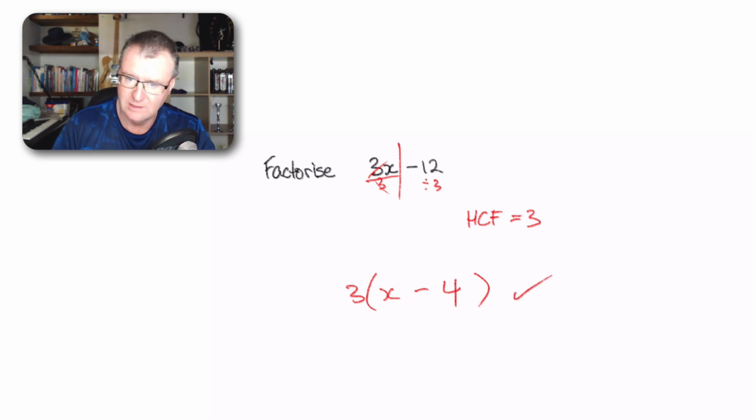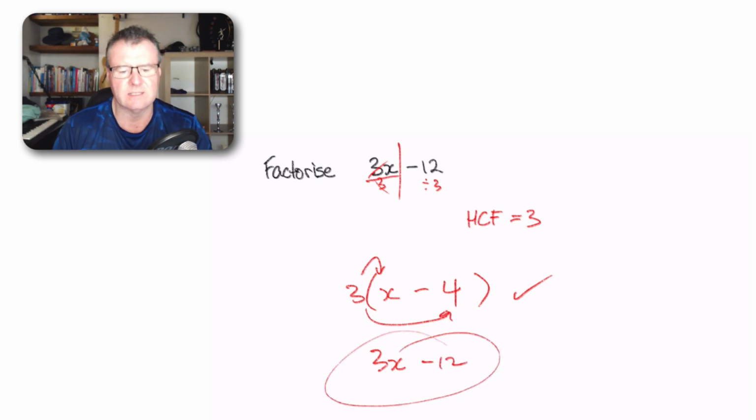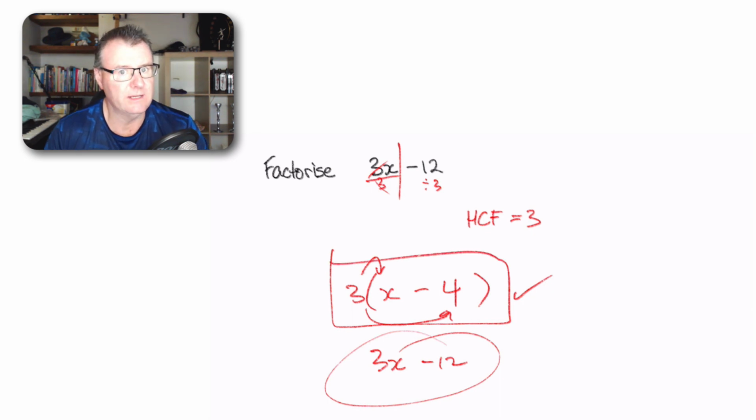Now I could check it by doing the reverse, by expanding it. If I multiply 3 times x, I get 3x. If I multiply 3 by negative 4, I get negative 12, and I'm back where I started. So I know that my factorized answer was correct.